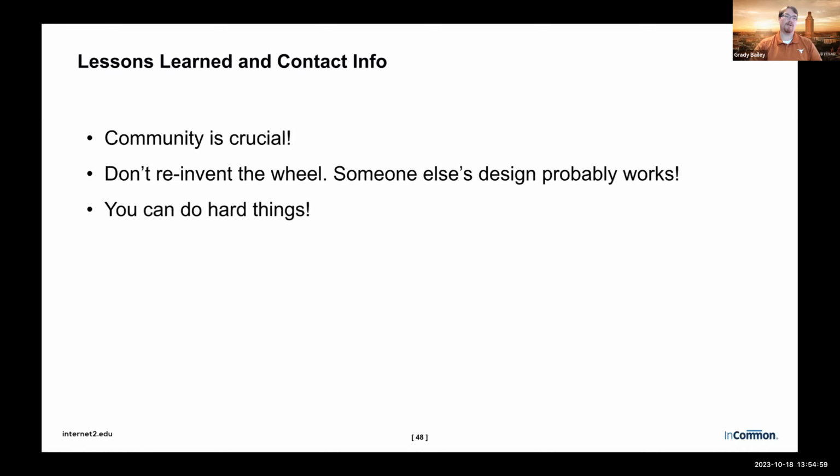And then finally, borrowing a phrase that my wife uses a lot with our 6-year-old, you can do hard things. I promise. These sorts of implementations, not just Shibboleth, but COmanage, Grouper, MidPoint, they look really hard. You can do hard things.